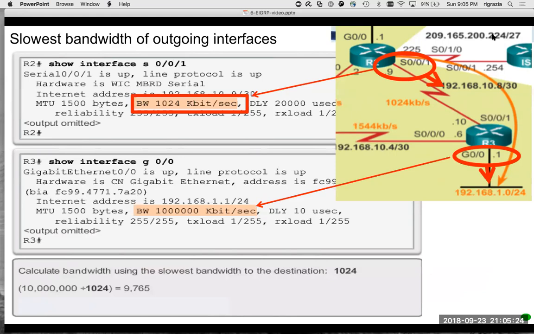Let's get back to this here. It looks at all the bandwidth values of all the outgoing or egress interfaces from router R2 to the destination. The 1024 kilobits per second is the slowest one, so it's going to use that. It's going to divide 10 million by the 1024 and it comes up with 9,765. Actually a little bit more, but it's rounded down to 9765. I know it's kind of a weird calculation, but let's just keep that in mind. So bandwidth is 9765.